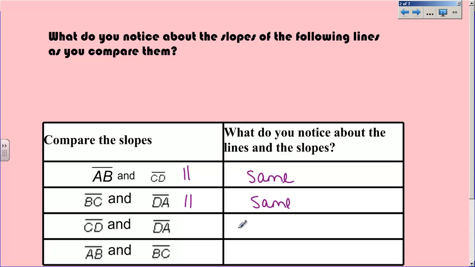That's a fancy name for change the sign and flip it over. And I'm going to tell you something in a minute that'll help you remember it. They are opposite reciprocal, and that's because these are perpendicular. This is the symbol for perpendicular.